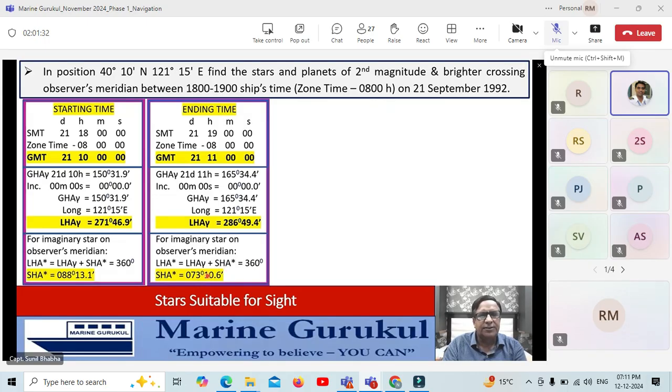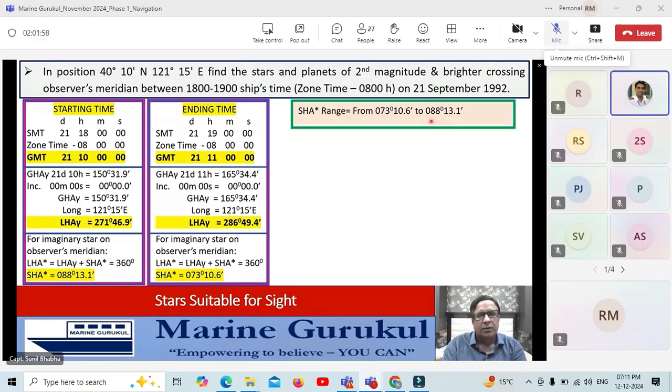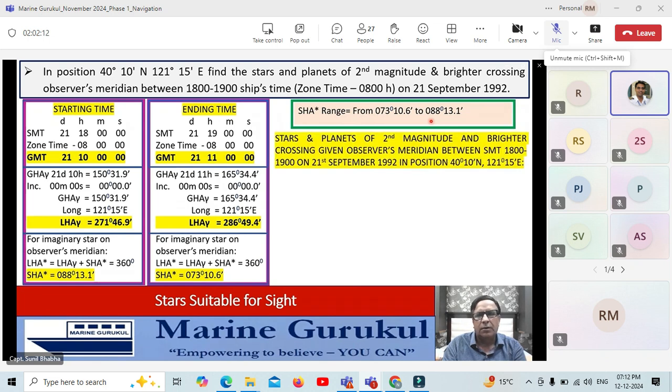We have got the SHA of the imaginary star on the observer's meridian at the commencement of the interval and at the end of the interval. So all our stars and planets of interest should have the SHA in this range. So the SHA range that is of interest to us is from 073 degrees 10.6 minutes to 088 degrees 13.1 minutes. We go to the star tables and we find out stars of second magnitude and brighter in this SHA range. And for planets, we'll go to the daily pages of the Nautical Almanac for 21st September.